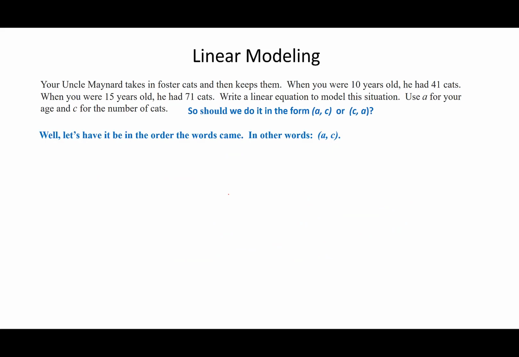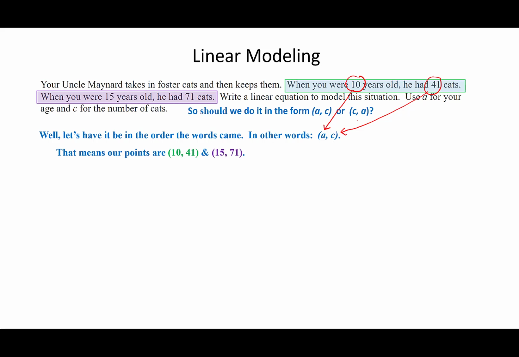AC or CA? Well, how about if we do it in the order the words came? In other words, AC. Do you see how they told us the age was 10 years old, so we'll just do it in that order. He had 41 cats. C is 41. Similarly, 15-year-old, he had 71 cats. And that means our 2 points are (10, 41) and (15, 71).